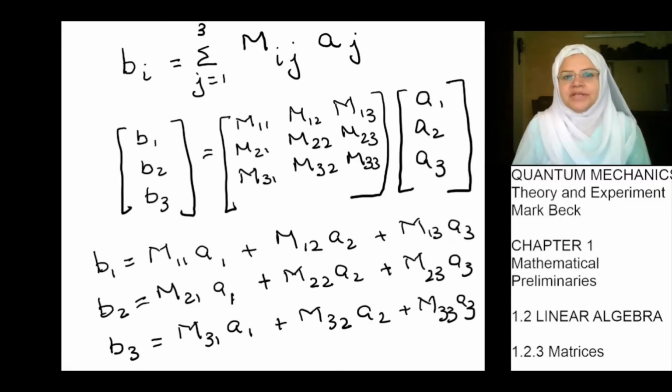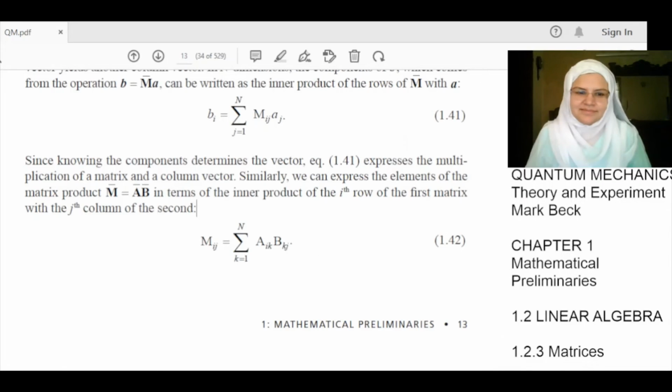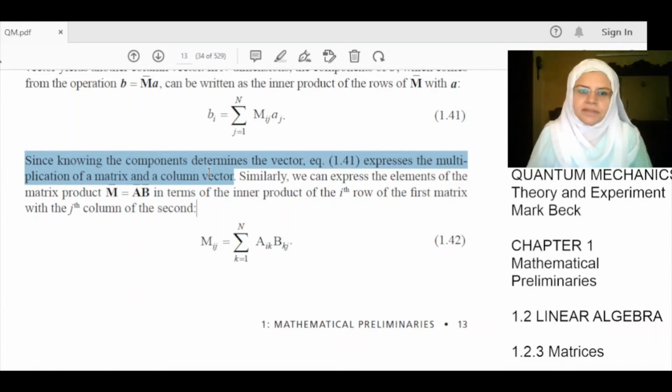In index notation, if the index is repeated twice, that means it is being summed over. This is known as the Einstein summation convention. He realized that if the index is being repeated twice, that means it is being summed over. In our case, the index j is being repeated and is being summed over. Since knowing the components determines the vector, equation 1.41 expresses the multiplication of a matrix and a column vector.